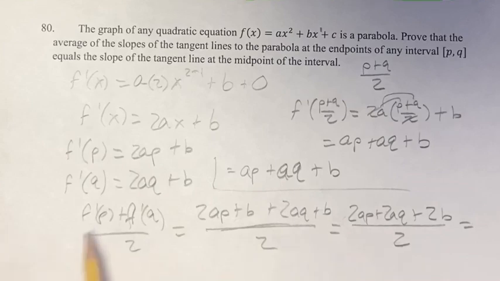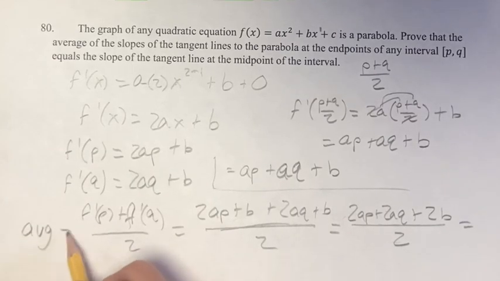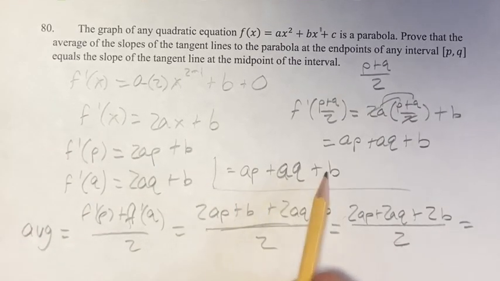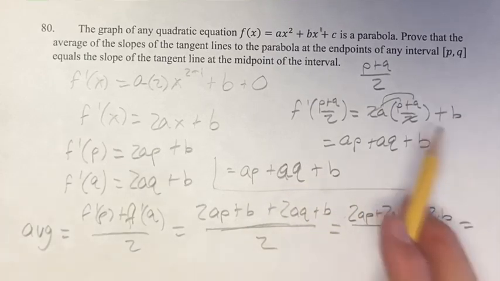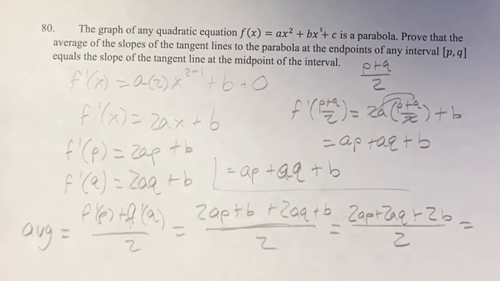And we can see that the average equals aP plus aQ plus b, which is equal to the derivative at the midpoint. So therefore we've shown that they're equal.